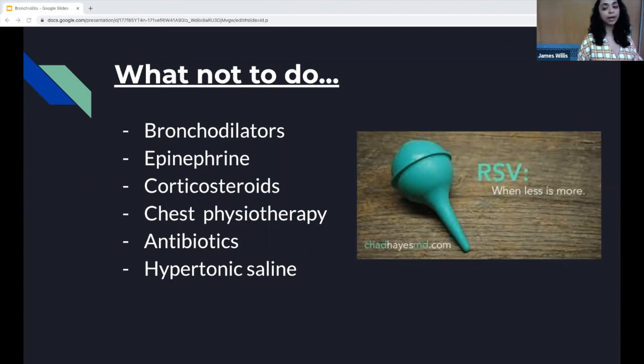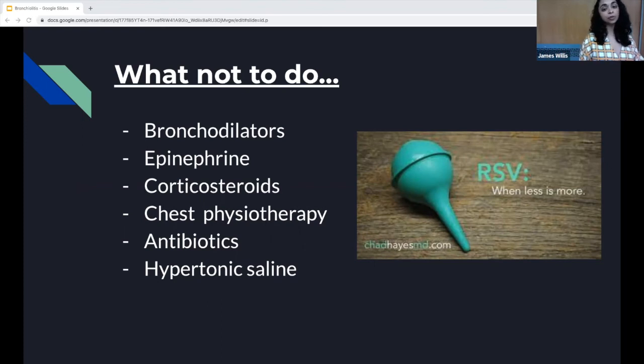You want to try to avoid epinephrine in infants. There's been a lot of studies that show that this doesn't improve outcome. It doesn't improve length of stay. It's just a tool we have and sometimes we use it, but there's data that supports that it doesn't really do very much.